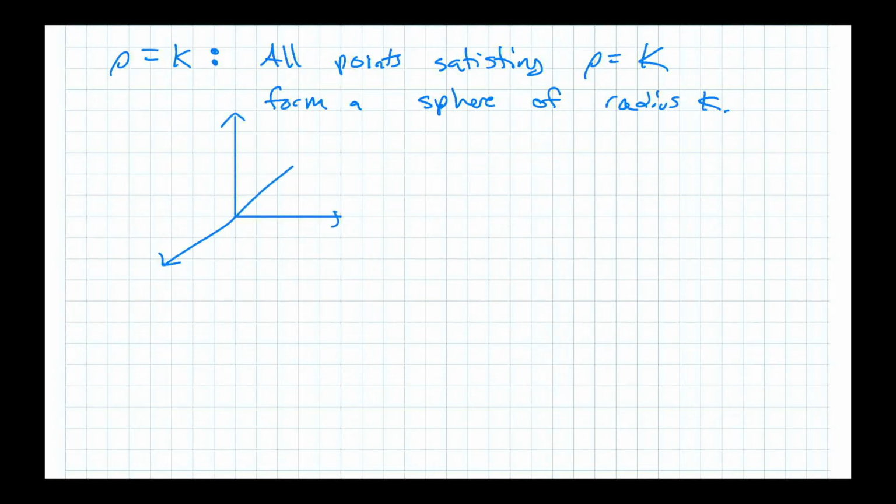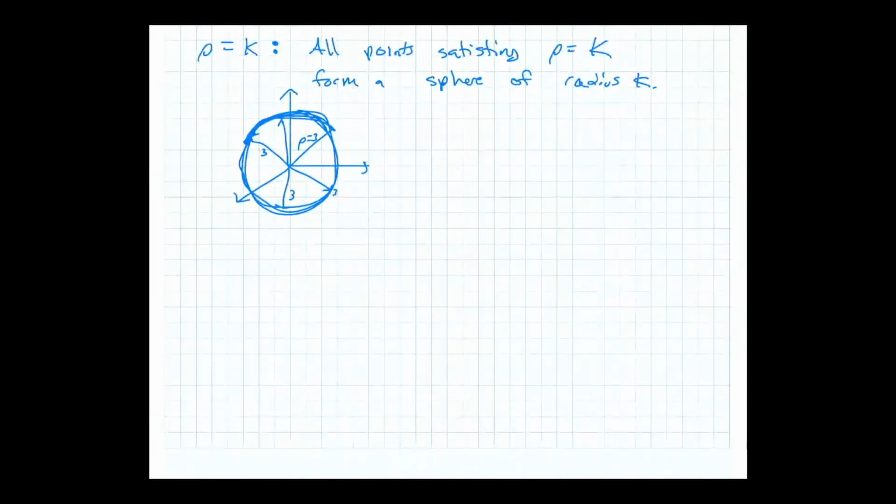Like if you have rho equals 3 or something, right? Well, that's rho equals 3, but also this is rho equals 3. Also down here is rho equals 3. And at the end of the day, everything at distance 3 from the origin just gives you a sphere. Okay? So that's pretty straightforward.